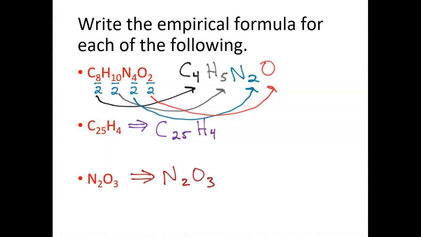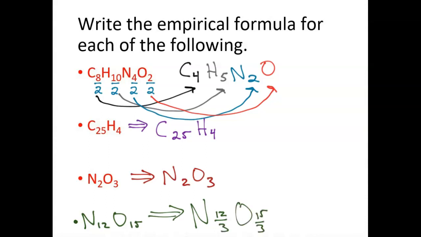Let's do one more just to practice this one more time. What if I had another one that was N12O15? Do 12 and 15 have a common factor? Yes, they do. They're both divisible by 3. So to get this one into its empirical formula, I'll say N12 divided by 3, O15 divided by 3. So that makes N4O5. There's my empirical formula for that one. You simply reduce it to the simplest ratio.